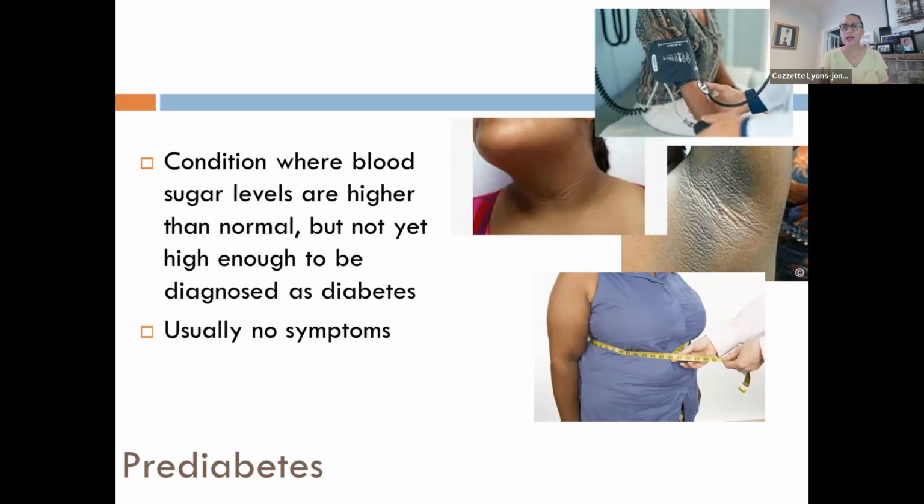The photos on the screen show you some discoloration, for example, around the neck area. It can happen in the underarm area and the groin area. This discoloration has a fancy term: acanthosis nigricans. This is a hallmark associated with diabetes and can give us a clue that something is going on even before we do a blood test.